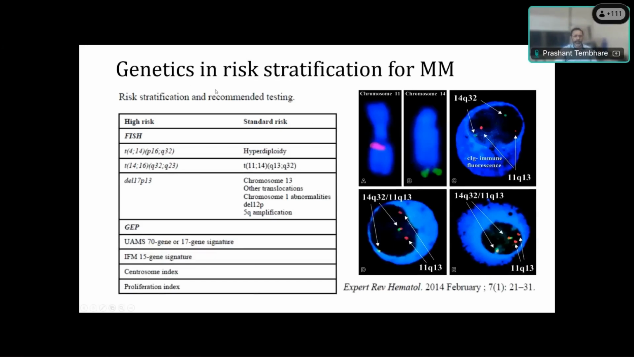For the genetic stratification, it is now being revised, and there is something called deletion 1q or amplification of 1q that is included in this. But the standard high-risk cytogenetics are translocation 4;14 and 14;16, and of course deletion 17p.